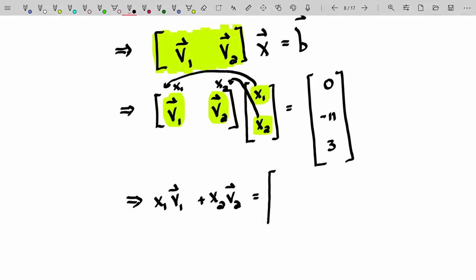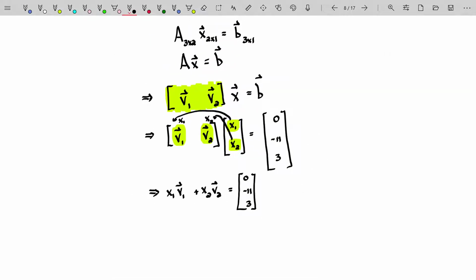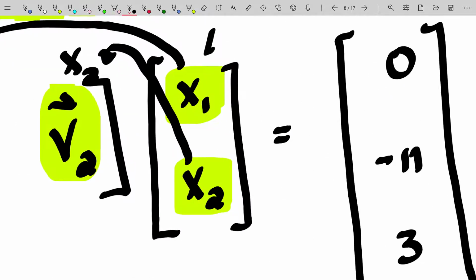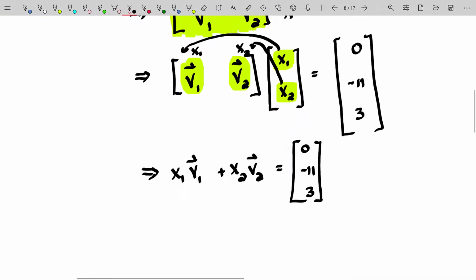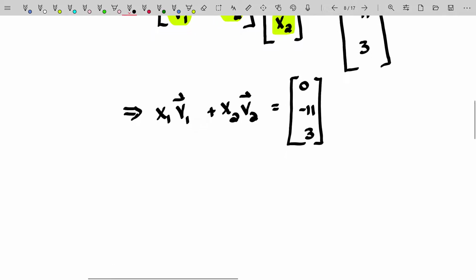And again, that's going to equal 0, -11, 3. This is just from the definition of matrix-vector multiplication. The product of a matrix and a vector is actually a linear combination of the columns of the matrix. The weights of the linear combination are the entries of the vector, that is, x sub 1 and x sub 2. All right, so let's go ahead and insert what v sub 1 and v sub 2 are, the column vectors.